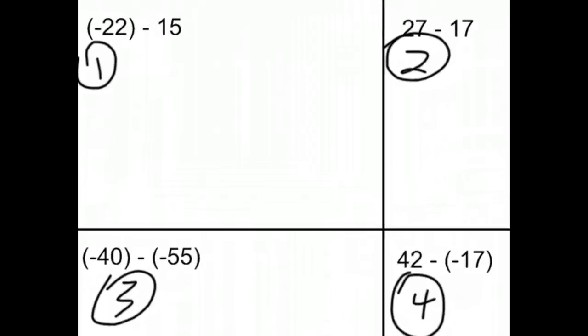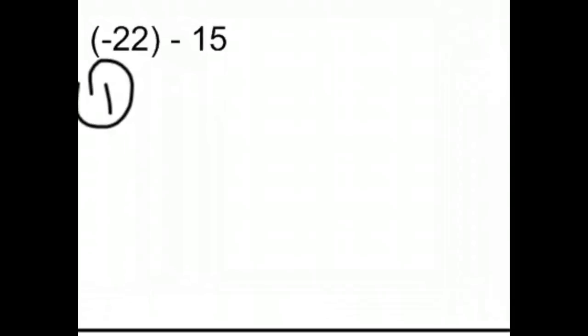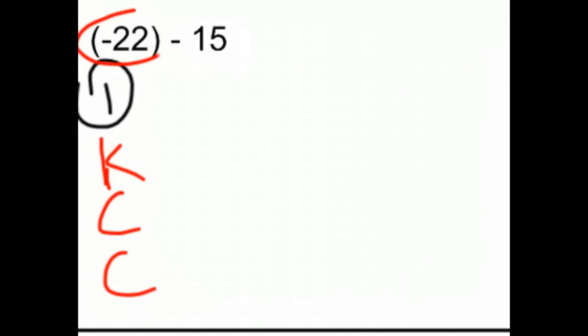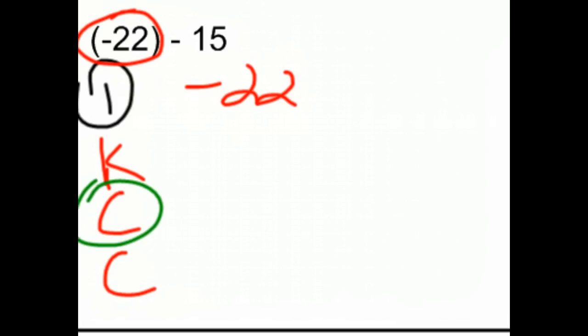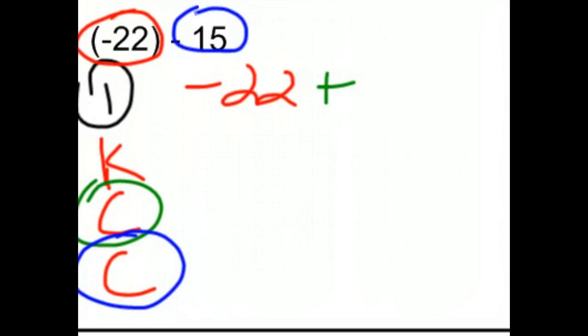Well, if we take a look at number 1, we start off with the idea for keep, change, change. And keep means, and I'll write KCC down the side, keep means keep the negative 22. So we have negative 22. Change the sign, and change the sign of the final number. Now 15 is a positive number, even though we're subtracting it, so it's negative 22 plus negative 15.